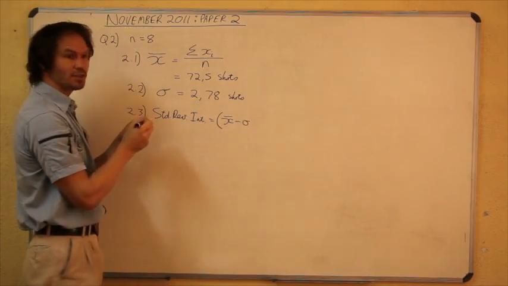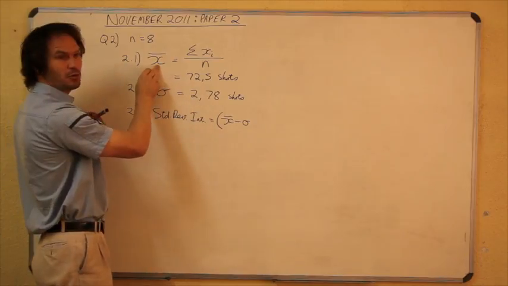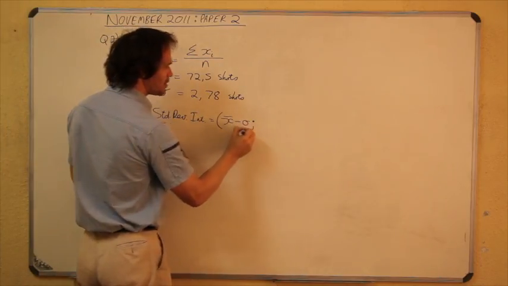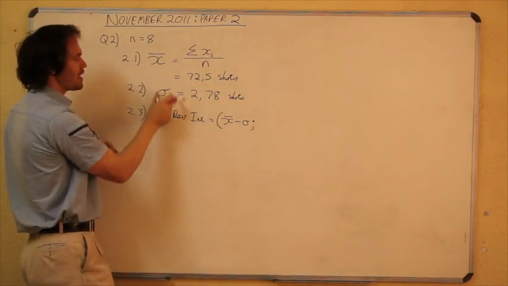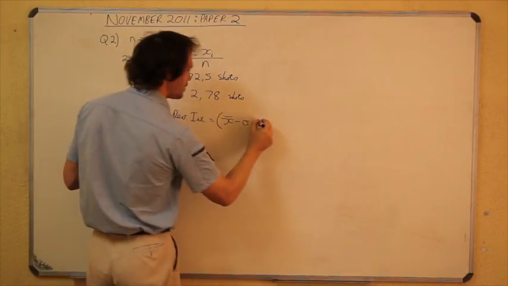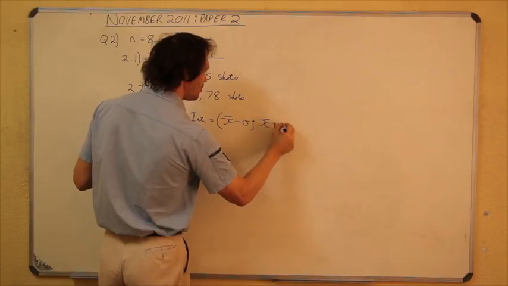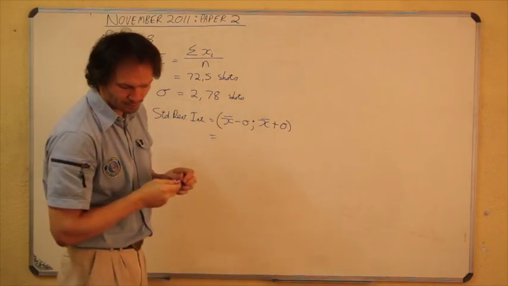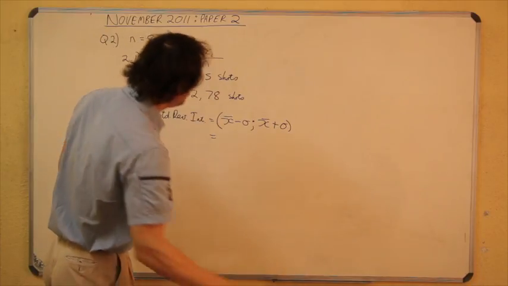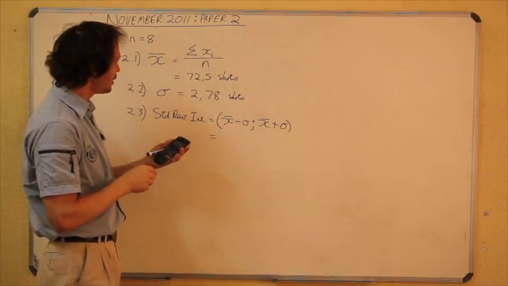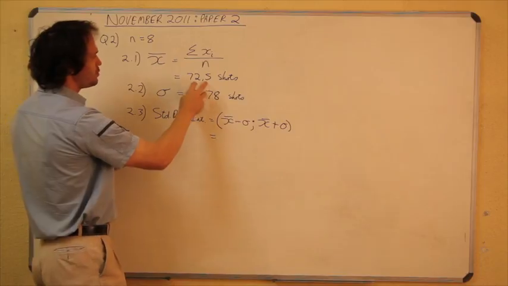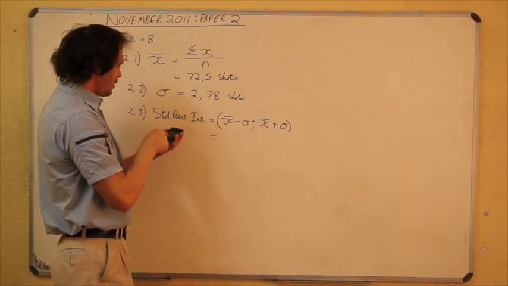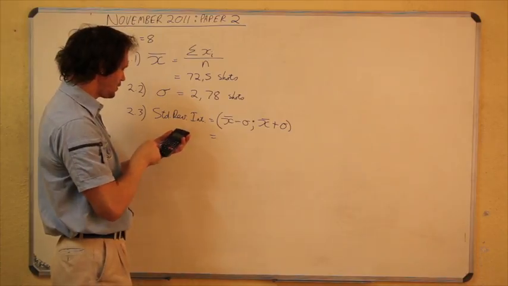In other words, it's one standard deviation below the mean, and it carries on until the upper limit of the interval, which is the standard deviation added to the mean, x bar plus sigma. So I've got to calculate that interval. Alright? So we have to go 72.5 minus that.